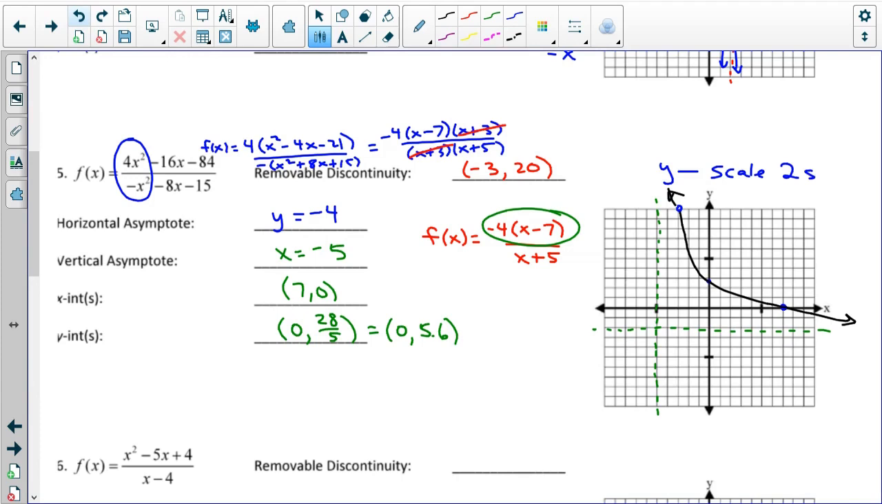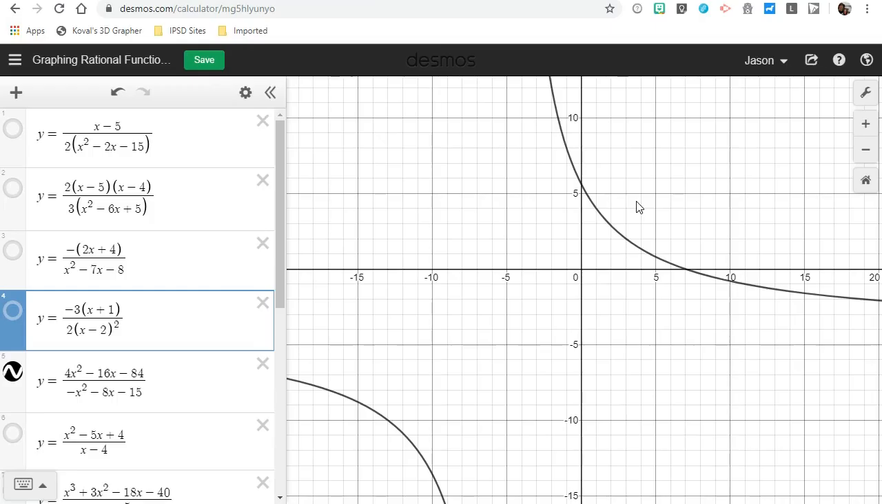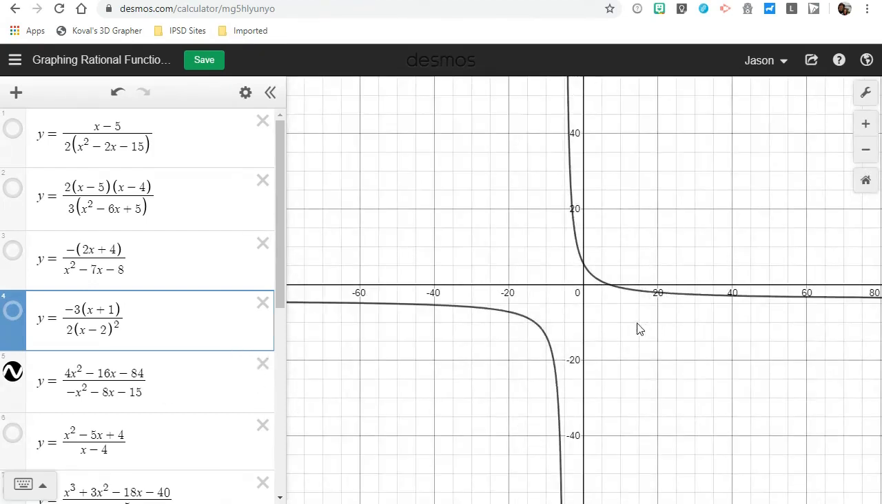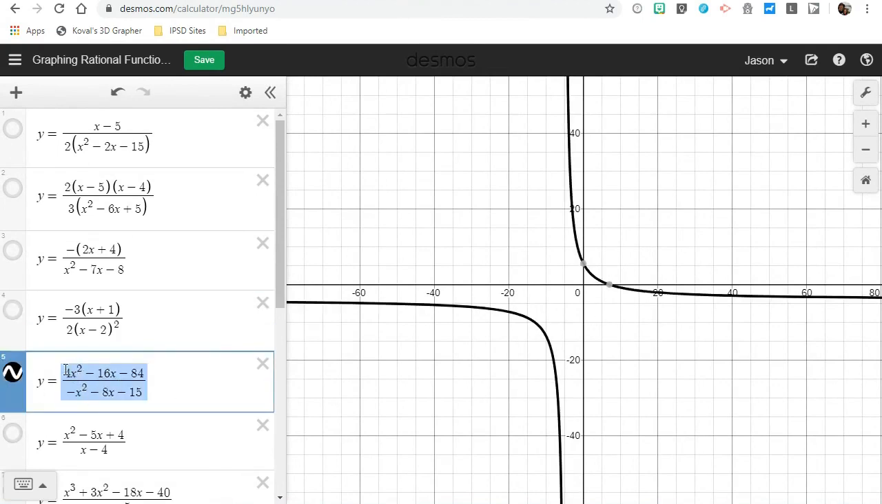And then as I'm approaching the other side, it looks kind of like that. Notice that x plus 5 is to the first power. So that means that they're going to go off to opposite sides of the vertical asymptote. Problem 5, we see that the horizontal asymptote approaches -4. So as we go out, we can see from the function that since the powers are the same, we look at the leading coefficients. 4 divided by -1 gives us -4. We also have this intercept at 5.6, and then we have the x-intercept at x equals 7.